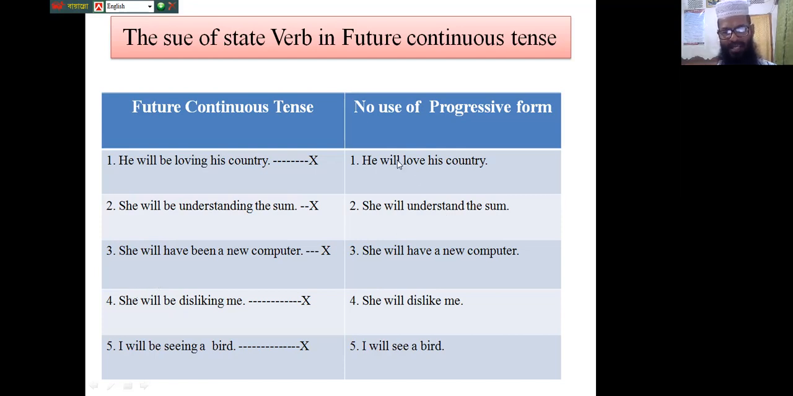Please look at the row. These are the future simple. Understand? Question number three. She will have been a new computer. No, she will have a new computer. It's also a part of perfect tense. She will be disliking me. No, she will dislike me. Dislike, and disliking is not correct. Whenever it is like or dislike, you cannot use ing or the progressive form with the main verb. I will be seeing a bird. I will see a bird. That means whenever it is a state verb, you cannot use ing. Okay, understand it.